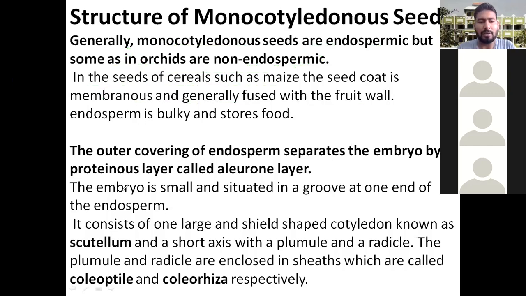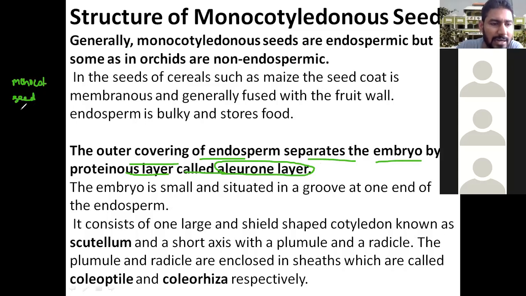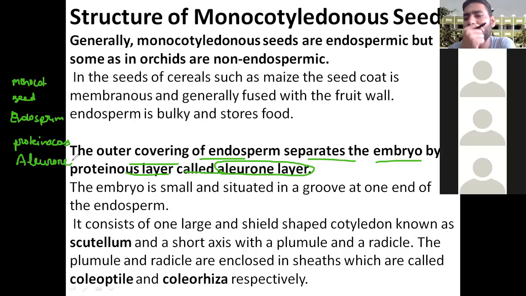Now, the outer covering of the endosperm separates the embryo by a protein layer called the aleurone layer. Very important point in monocot seed: the outer covering of the endosperm separates the embryo by a proteinaceous layer. This proteinaceous layer is known as the aleurone layer. Clear?